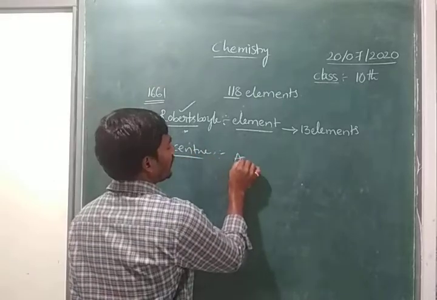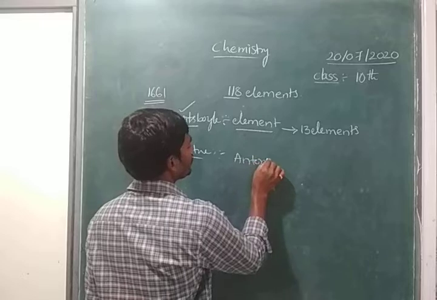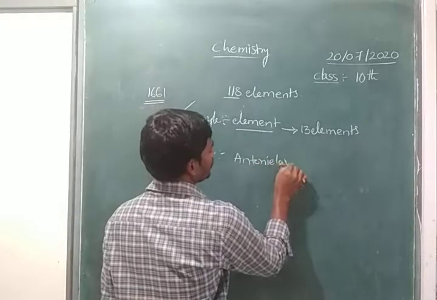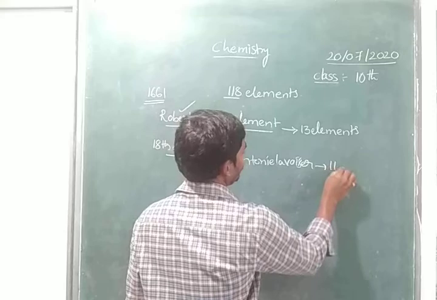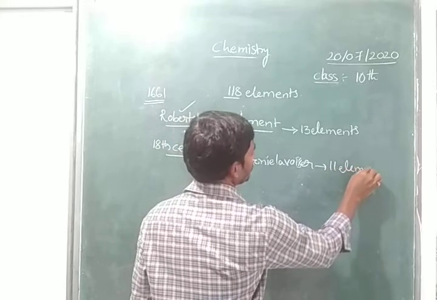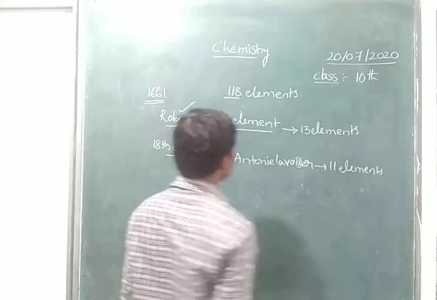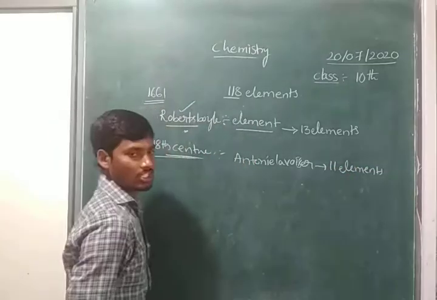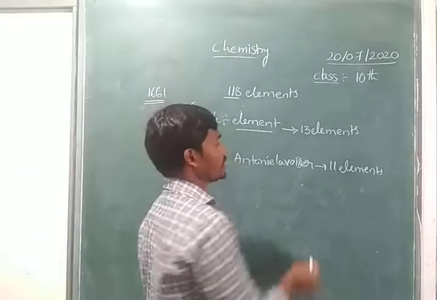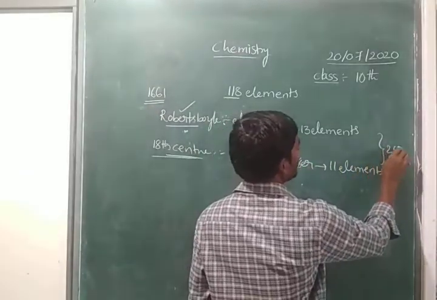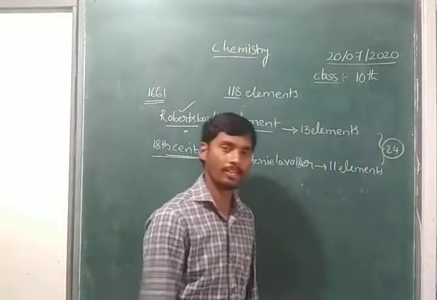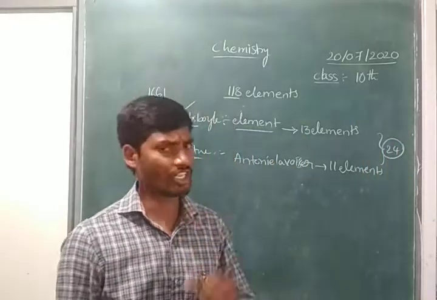at the time of Antoine Lavoisier, they found more than 11 elements. That means at the 18th century, how many elements in total, children? 13 plus 11, totally 24 elements.